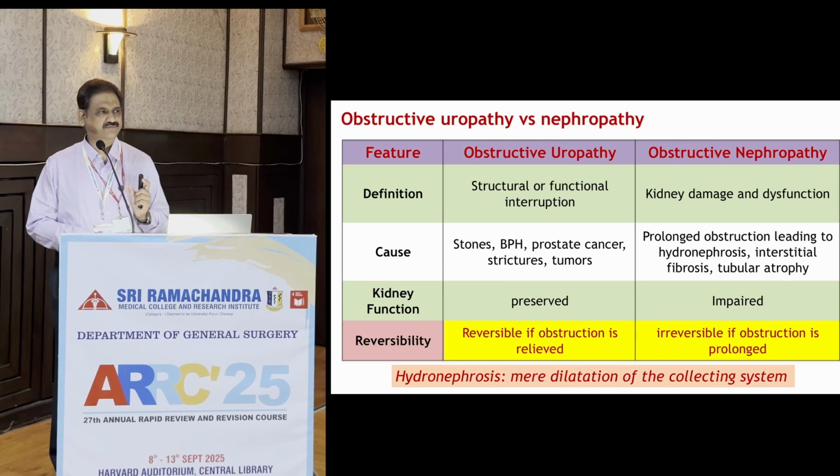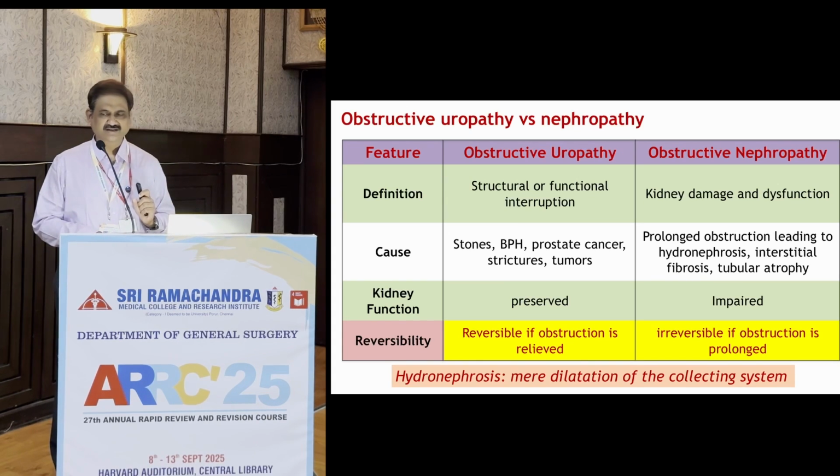If you look at the serum creatinine, if you look at the blood urea levels, both will show elevated or abnormal biochemical findings. On the other hand, if you relieve obstruction in obstructive uropathy, the biochemical abnormalities are reversible. Whereas in obstructive nephropathy, there is already a glomerular dysfunction which has taken place.